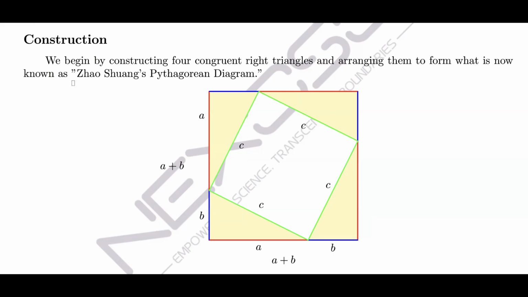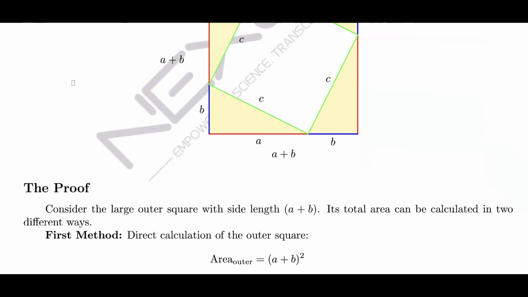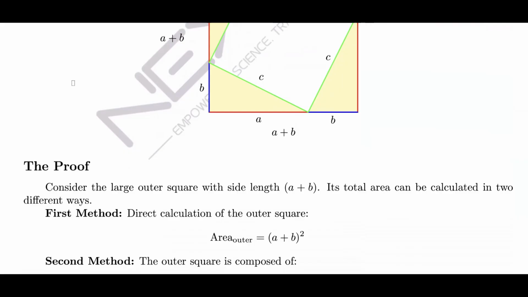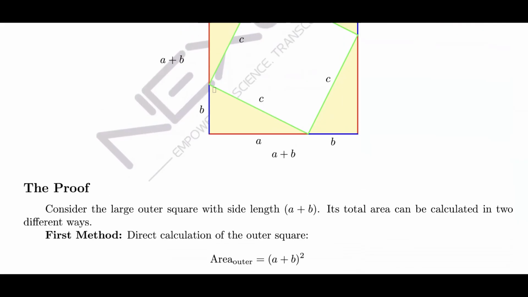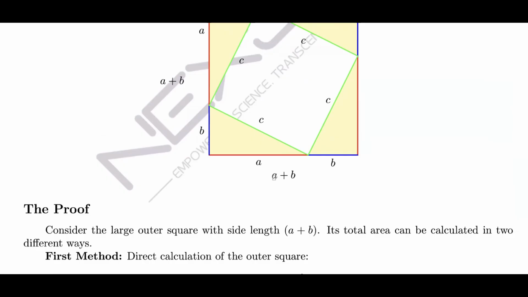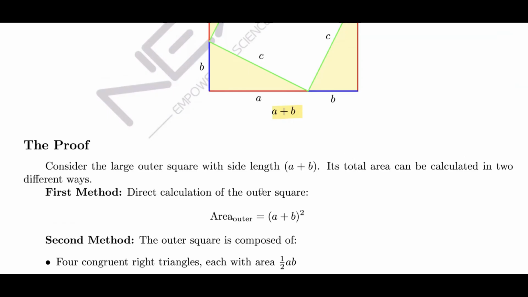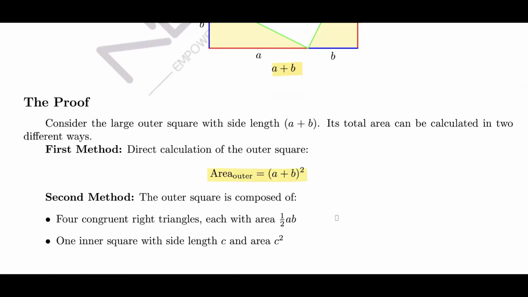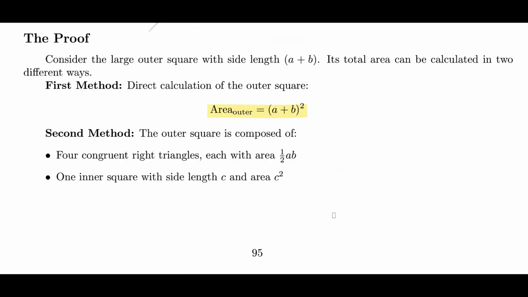To prove the theorem, we calculate the area of this large outer square in 2 different ways. First, we look at the side length. The side of the large outer square is actually the sum of the 2 legs of our triangle, which is a plus b, so the area is simply the quantity (a plus b) squared. When we expand that algebraically, we get a squared plus 2 times a times b plus b squared.